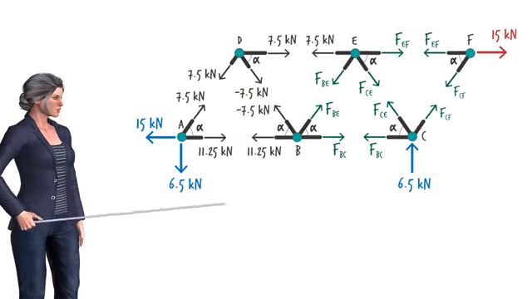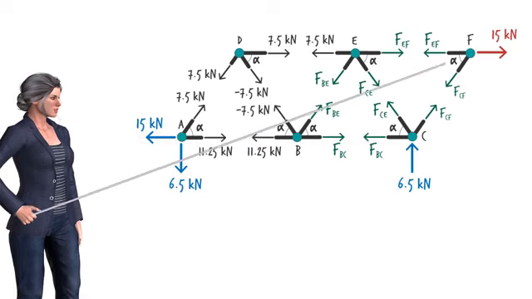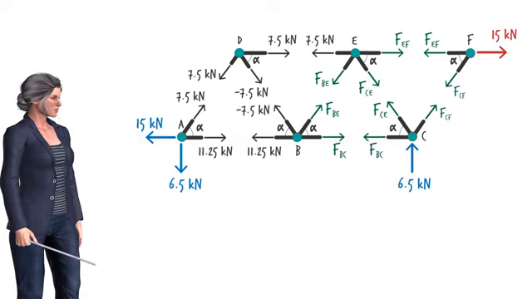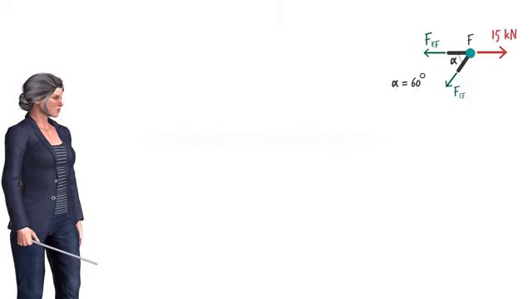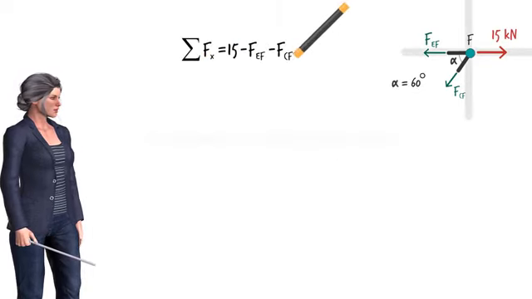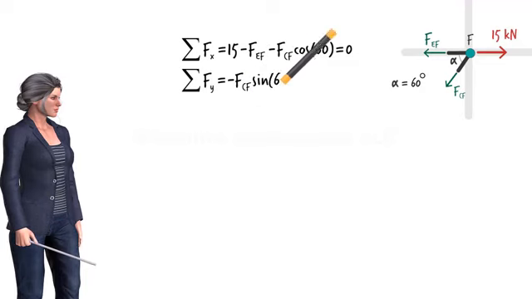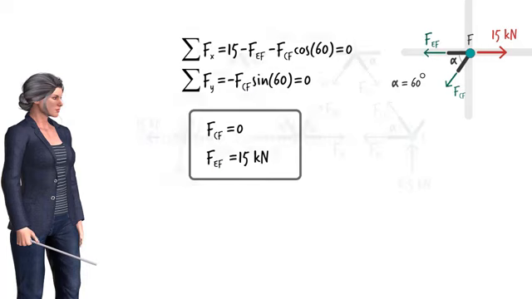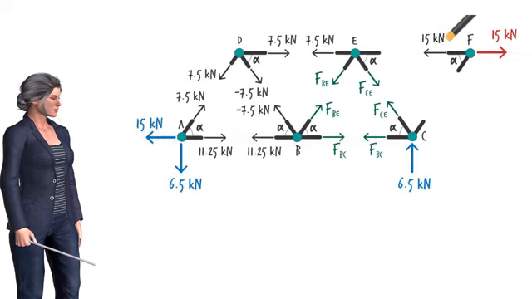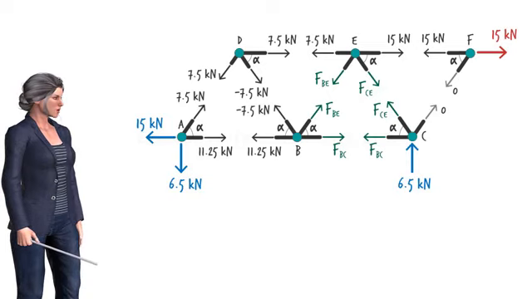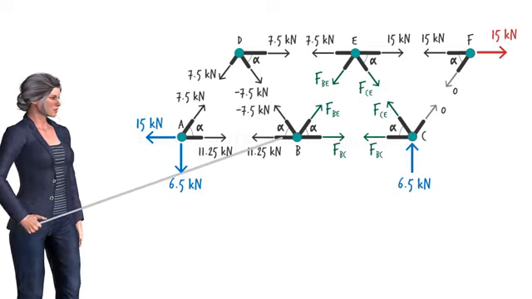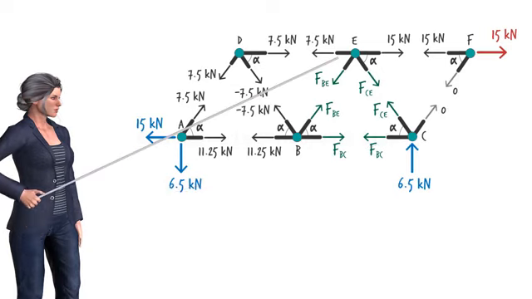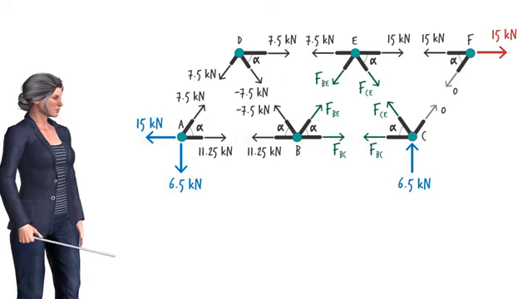Next, we can consider either joint B or F, since each is subjected to 2 unknown forces only. Let's go with joint F. We can write the equilibrium equations for the joint this way. Solving them for the unknown forces, we get. Now each remaining joint shows only 2 unknown forces. We can use either joint B, C, or E to determine 2 more forces. I'm going to use joint C to calculate FCE and FBC.